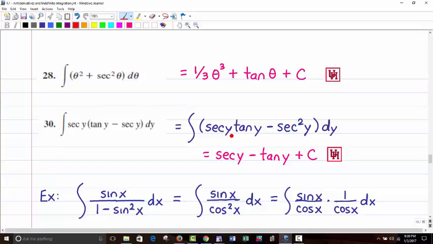And this was on that list of trig antiderivatives. I didn't read this one out, but it was on that page back up there. The antiderivative of sec y tan y would be sec y, because the derivative of sec y is sec tan. And the antiderivative of sec squared would be tan, so the negative comes down. So the final answer would be sec y minus tan y plus c.